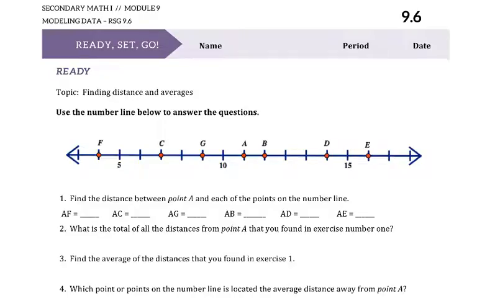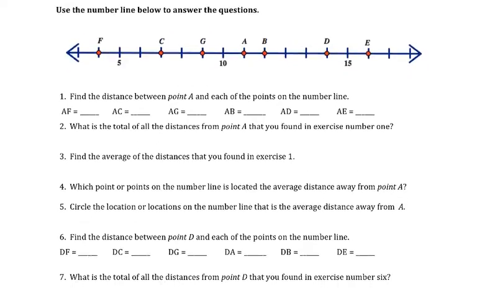Math 1, Ready, Set, Go, 9.6. So first, some finding distances and averages. Find the distance between point A and each of the points on the number line.